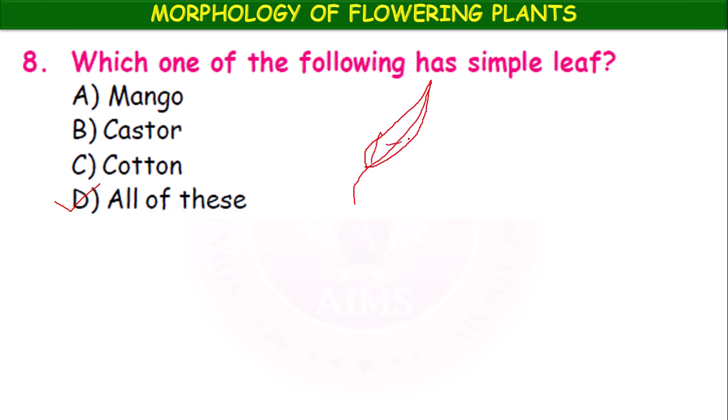This is a simple leaf. A compound leaf means it possesses several leaflets, like the curry leaf plant. This entire one is called a compound leaf. This one is a simple leaf: mango, castor, and cotton.